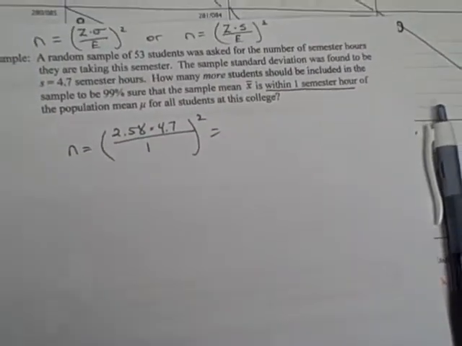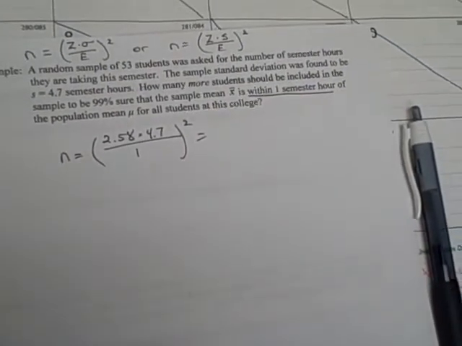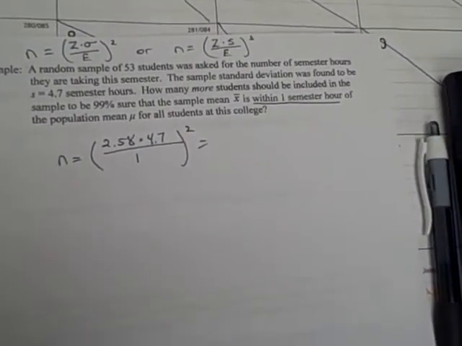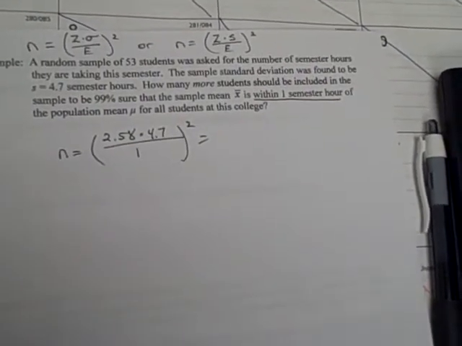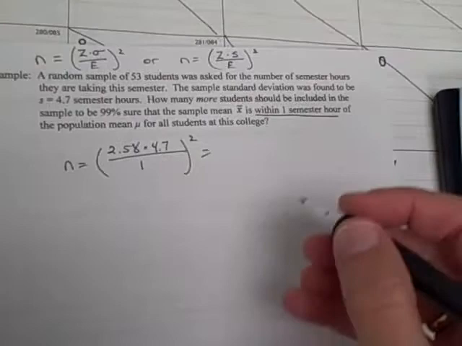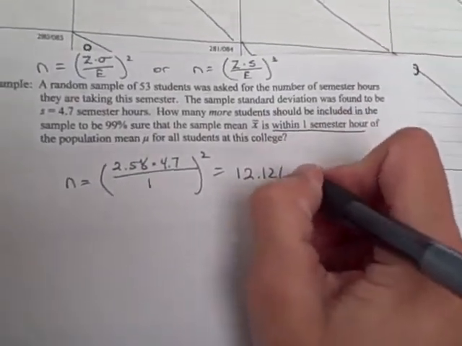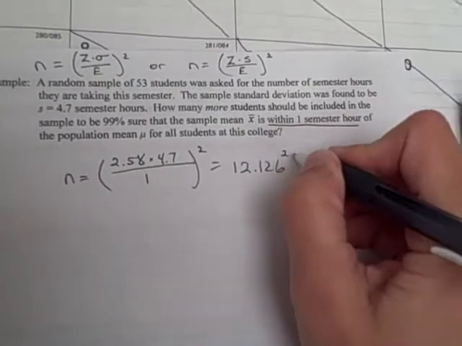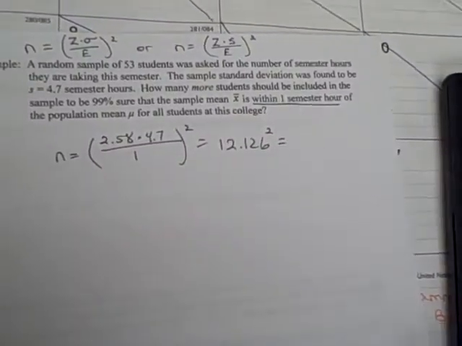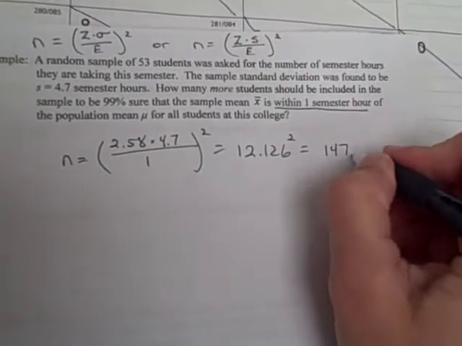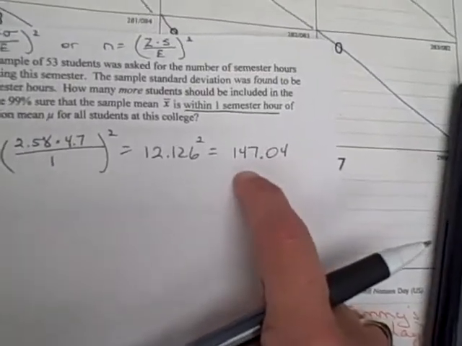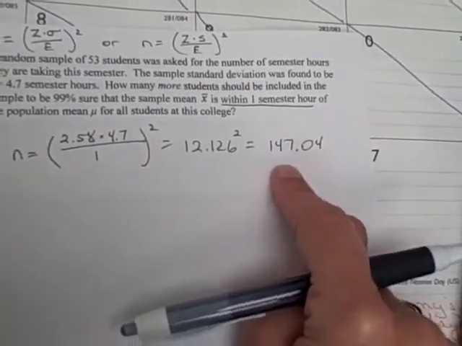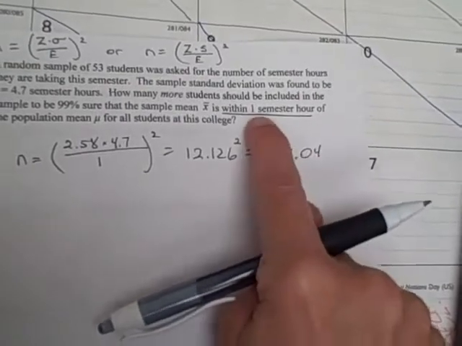Okay. So let's work this out. I was not very prepared. Okay, got my calculator. 2.58 times 4.7 is 12.126. So we have 12.126, of course, divided by 1 is 12.126, and we're going to square that. And we get 147.04.